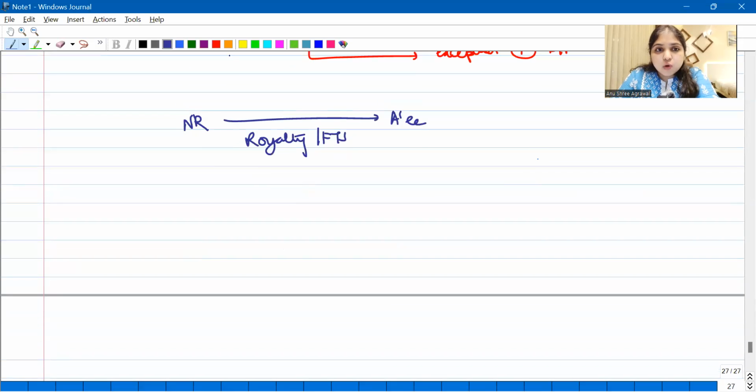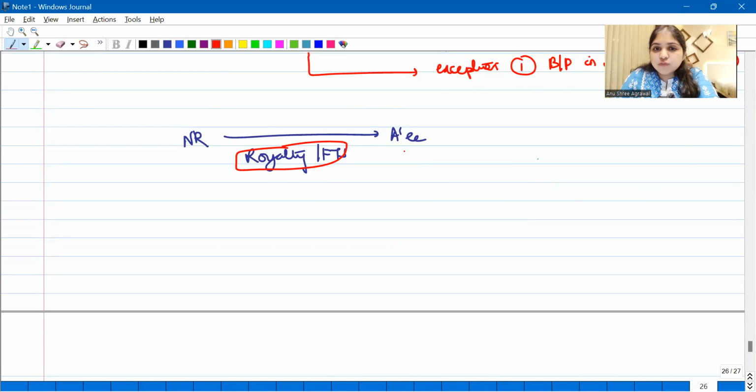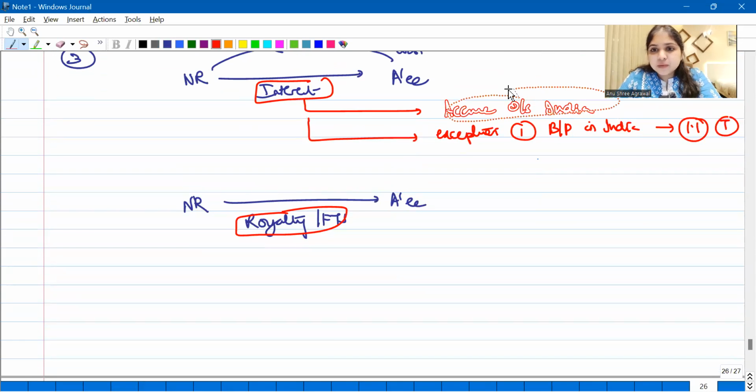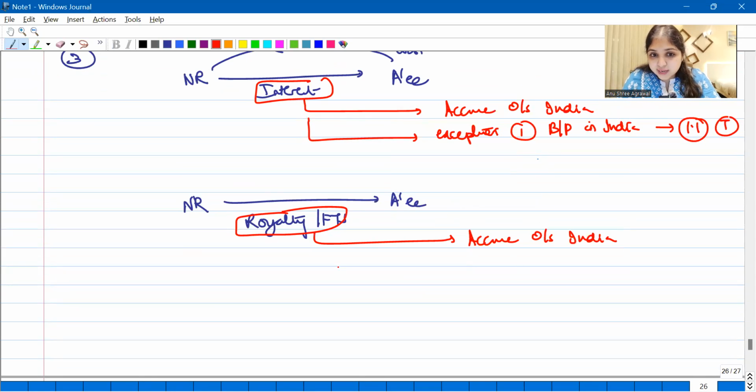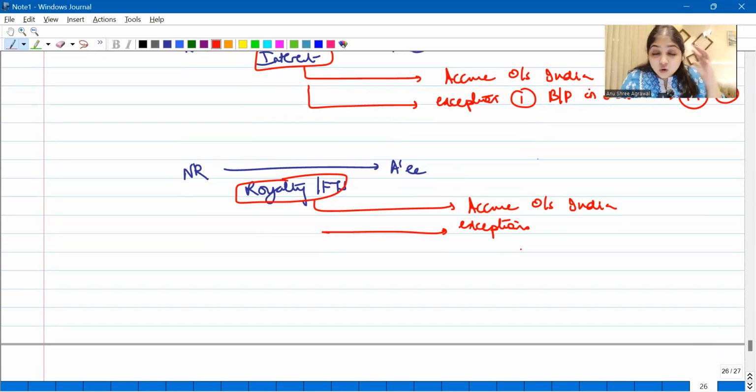So obviously, your first answer will be that it is accruing outside India. Do you agree? But tell me, how many exceptions will you have? Only resident interest has 2 exceptions. Everywhere else, only 1 exception. So only 1 exception you will have.